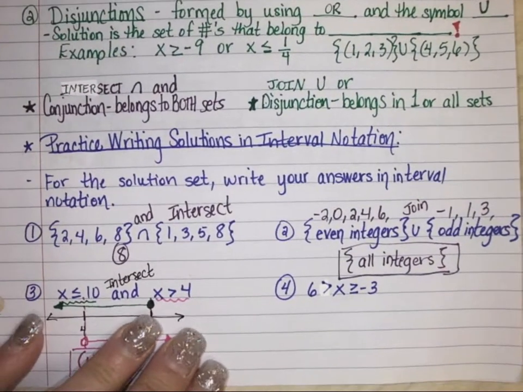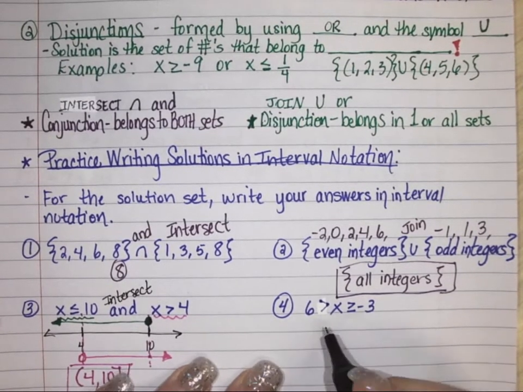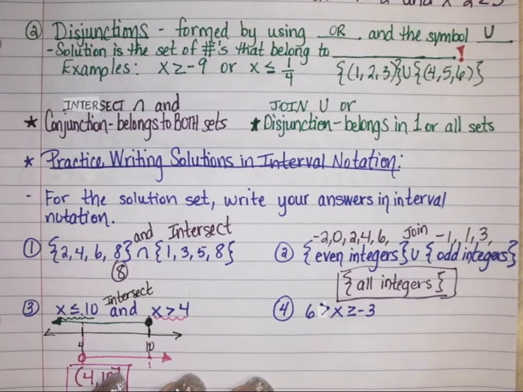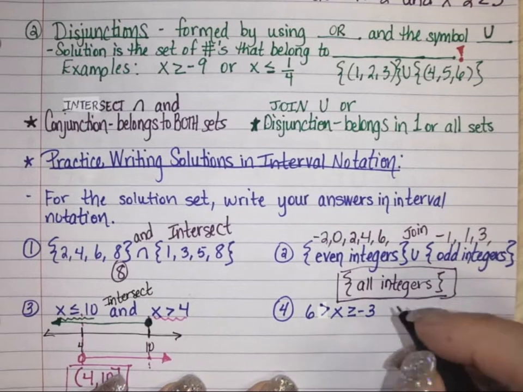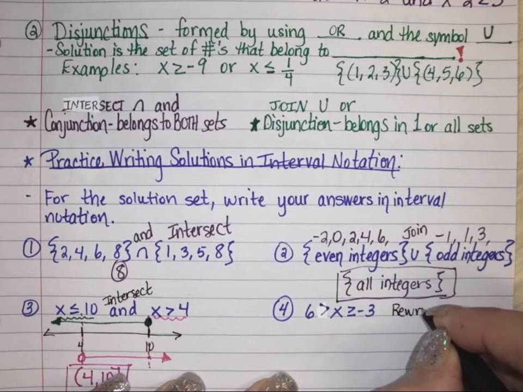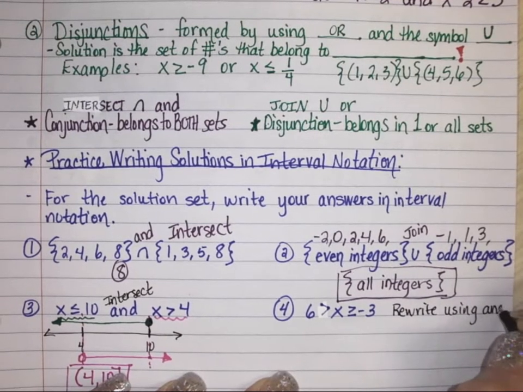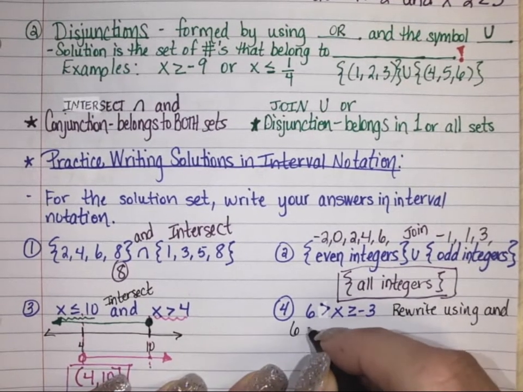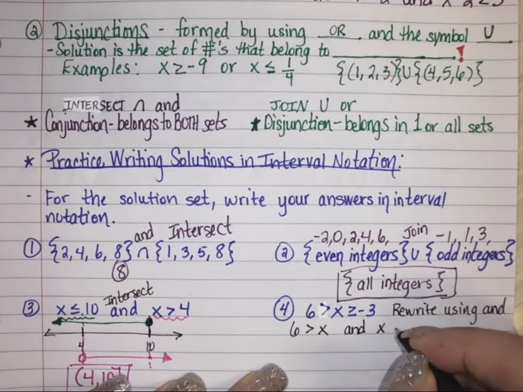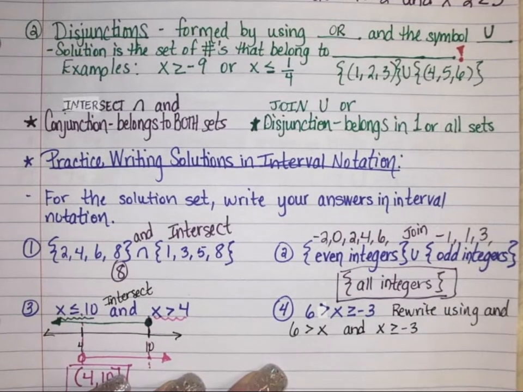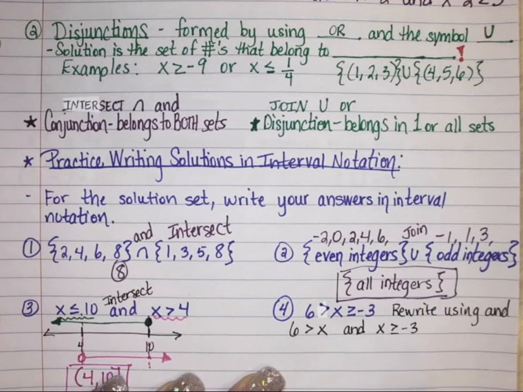Okay, number 4. This is a compound inequality, which we discussed a minute ago. And you want to actually rewrite this. We always rewrite these type using and. 6 greater than x, and x greater than or equal to -3. So take the middle, write an inequality with the left, take the middle, write an inequality with the right side.